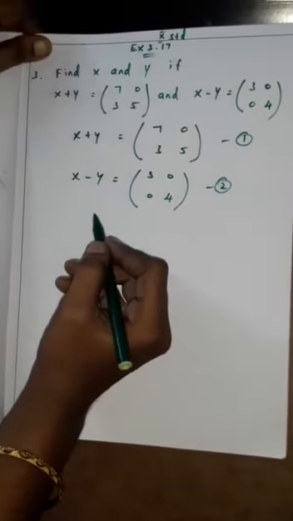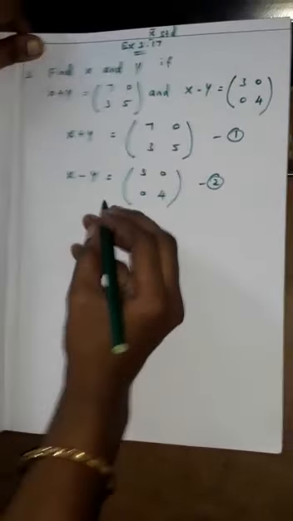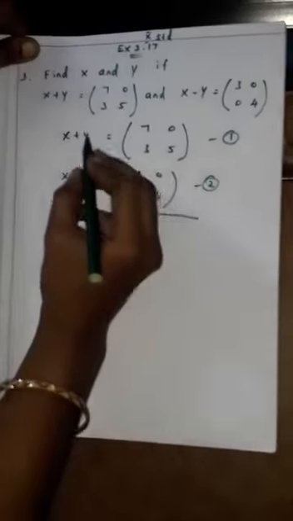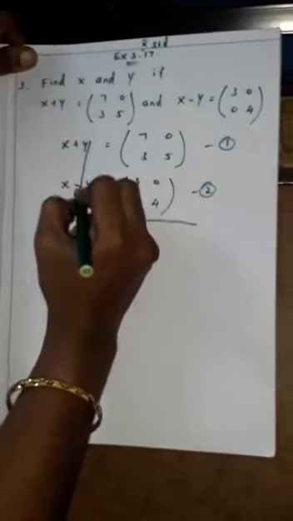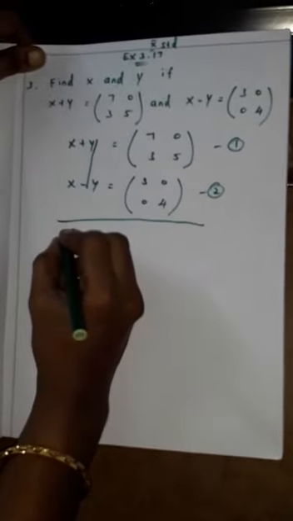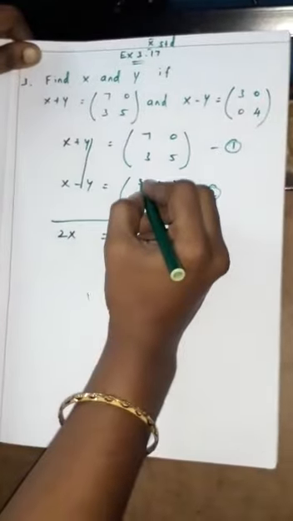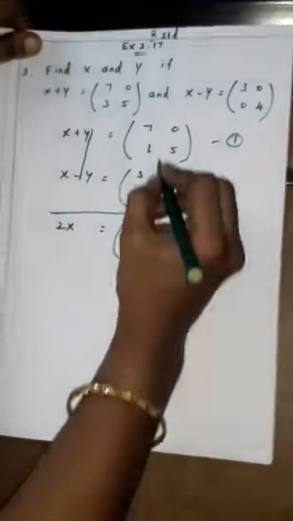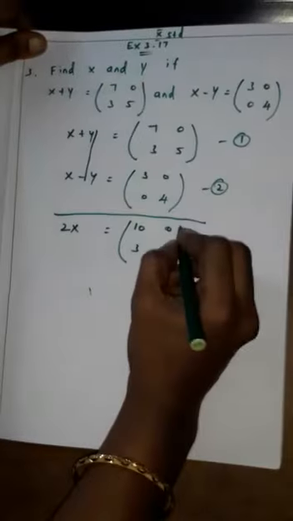First of all, solve the equations and find the values of x and y. Use the elimination method only to solve these equations. The term that directly cancels is plus y and minus y. Then x plus x, you add the terms, is 2x equal to. Then add the corresponding elements: 7 plus 3 equal to 10, then 0 plus 0 is 0, 3 plus 0 is 3, 5 plus 4 is 9.